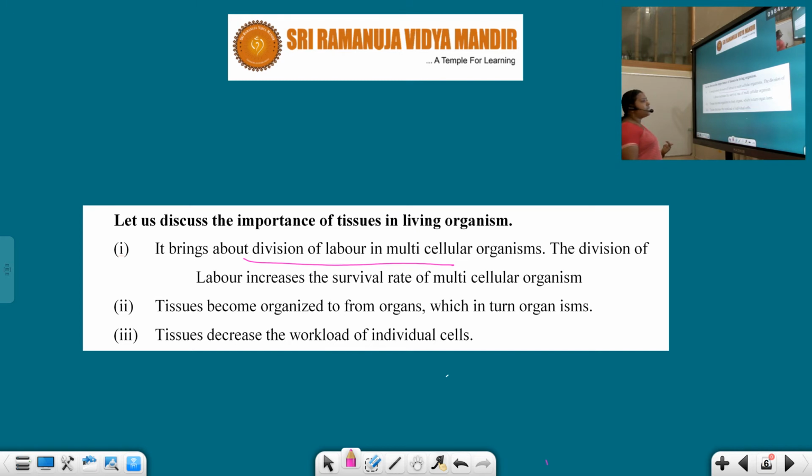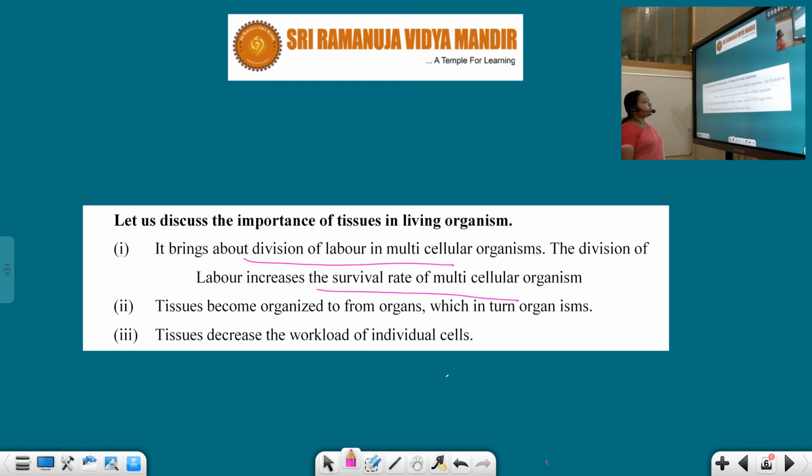The division of labor increases the survival rate of multicellular organisms. See the first point, students, very important. It brings about the existence of different cells in the body, and division of labor in the multicellular organism. Division of labor increases the survival rate of the multicellular organism. So this organism will become more efficient.